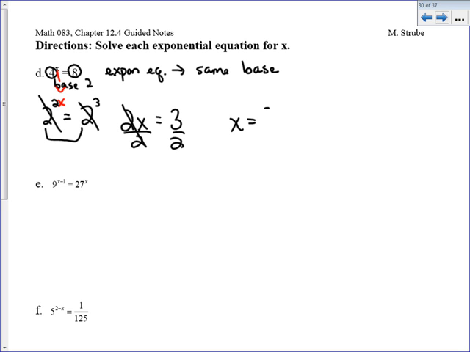So x equals 3 halves, which, as predicted, is somewhere between 1 and 2. It's actually 1 and a half. So they don't always work out to be whole numbers. But all you have to do is look for that base that you can get them both to, so they have the same base.